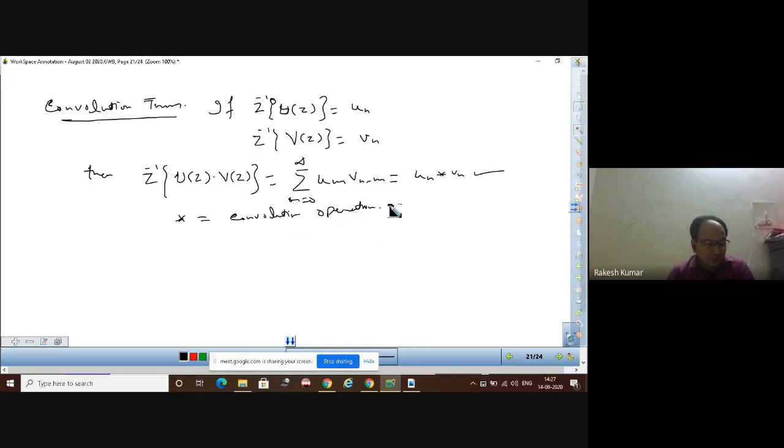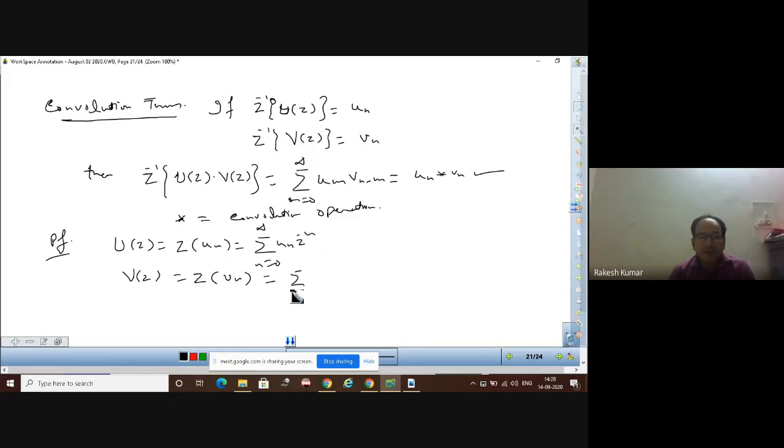Star is the notation for the operation. Now, the theorem can be proved in this way. What is U of z? That is the Z transform of u_n, that is the summation n is 0 to infinity u_n z^(-n). Similarly, V of z is the Z transform of v_n, that is the summation n is 0 to infinity v_n z^(-n).